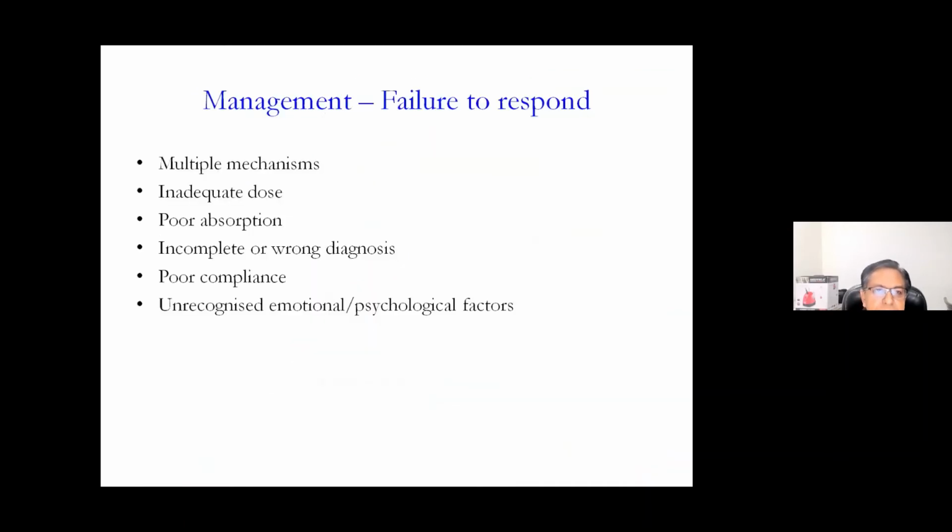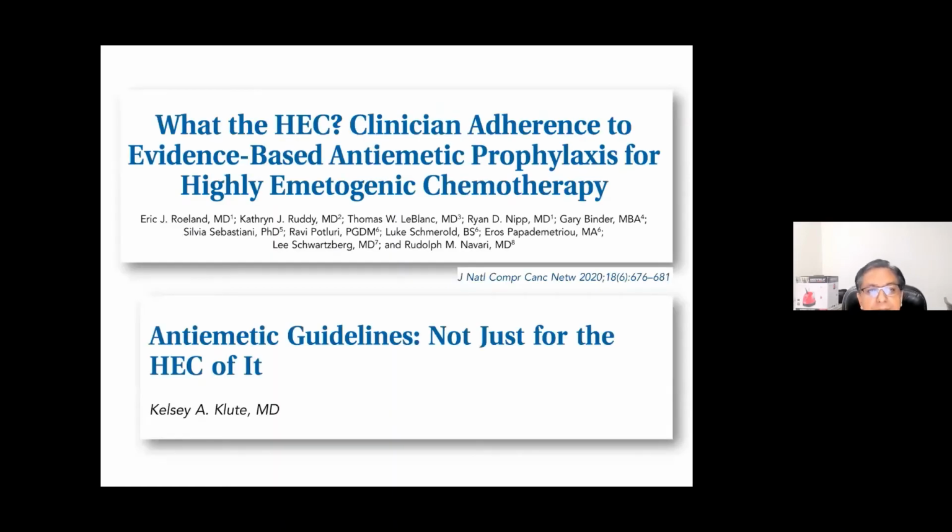patient's journey with cancer. If a patient is not responding well, we need to look for the reason, whether it is one or multiple mechanisms, whether the dose is inappropriate, whether the patient is not having good absorption of the drugs and we need an intravenous route, or the diagnosis is incomplete, and whether the patient is having good compliance with the drugs. And simultaneously, the patient needs to be given a realistic hope so that anxiety remains well controlled.